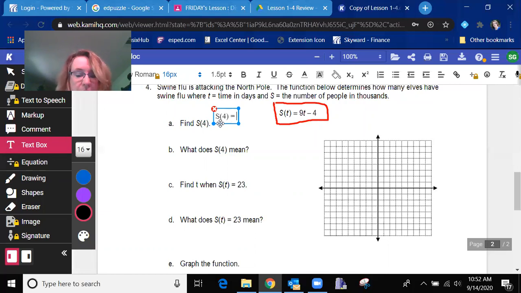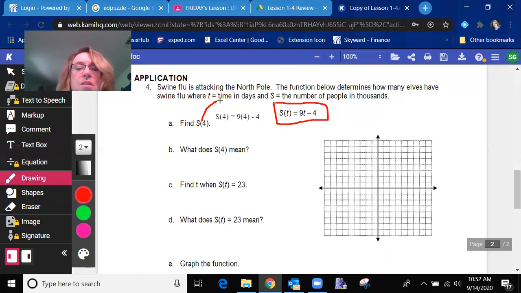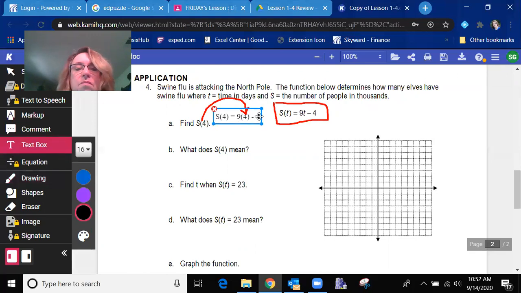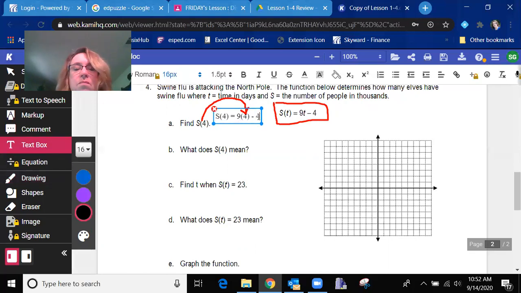Replace T with 4. It says 9T, but instead of T, I'm going to put parentheses 4 minus 4. Again, the one in parentheses is the one that goes inside the function. And then this is 9 times 4 is 36, minus 4, so that's 32.